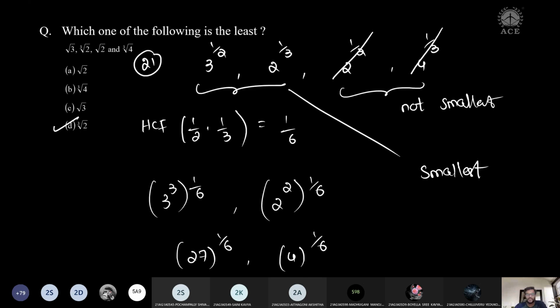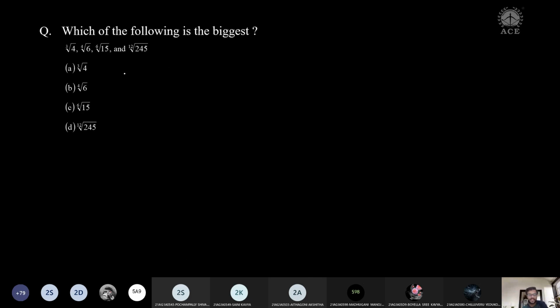Now you decide the biggest. So guys, you decide the biggest. Cube root first one. Next one is fourth root. Next one sixth root. Next one 12th root. You decide which is biggest among this. Decide the biggest among this.